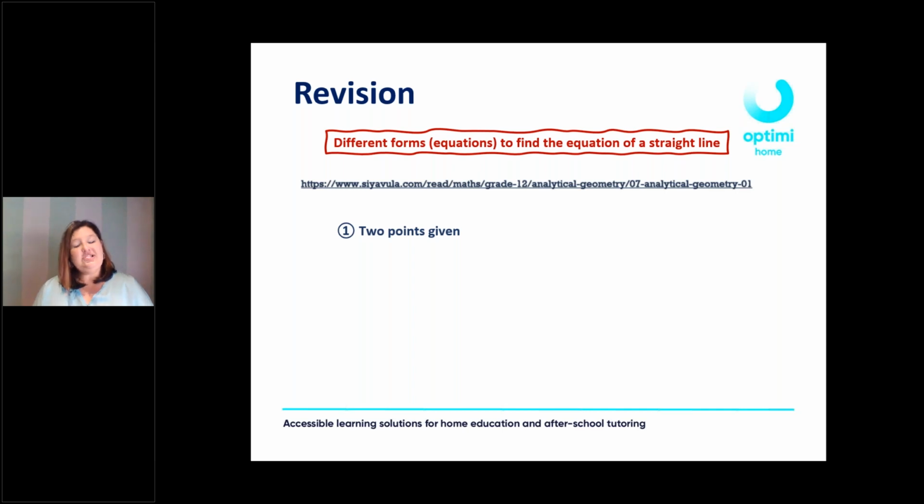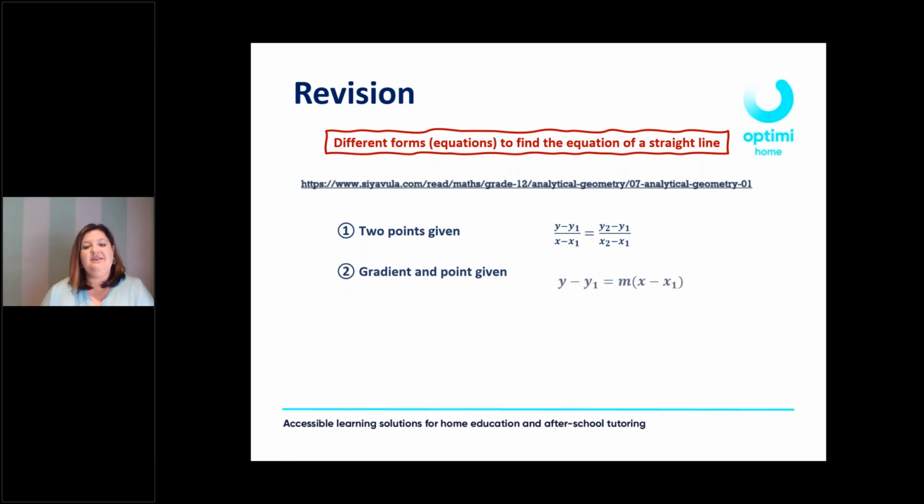So when they ask you to calculate the equation of a straight line, and they only give you 2 points, you can make use of this equation over here, right? When the gradient and 1 point is given, you can make use of this equation. When the gradient and the intercept is given, you can use this equation.